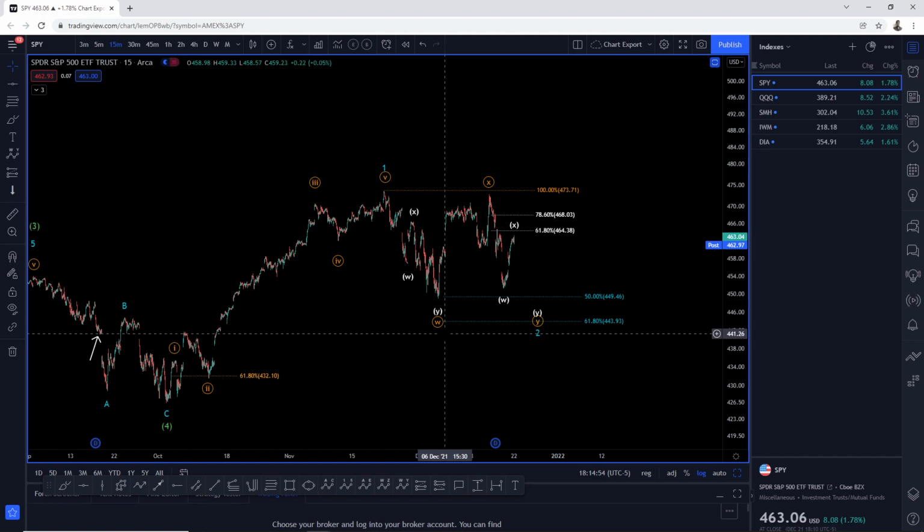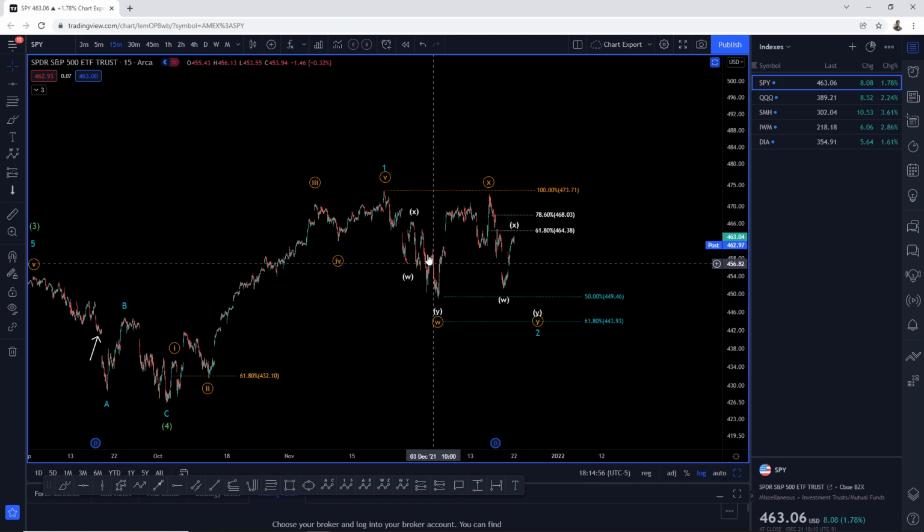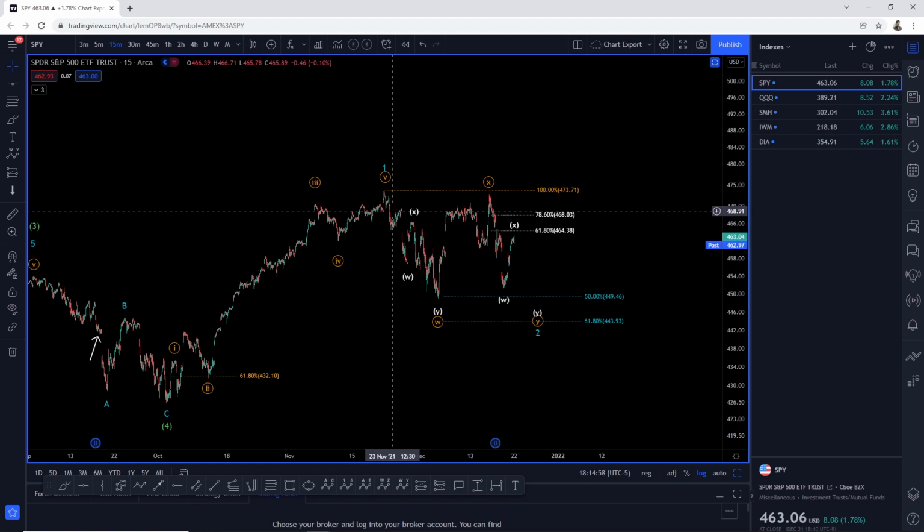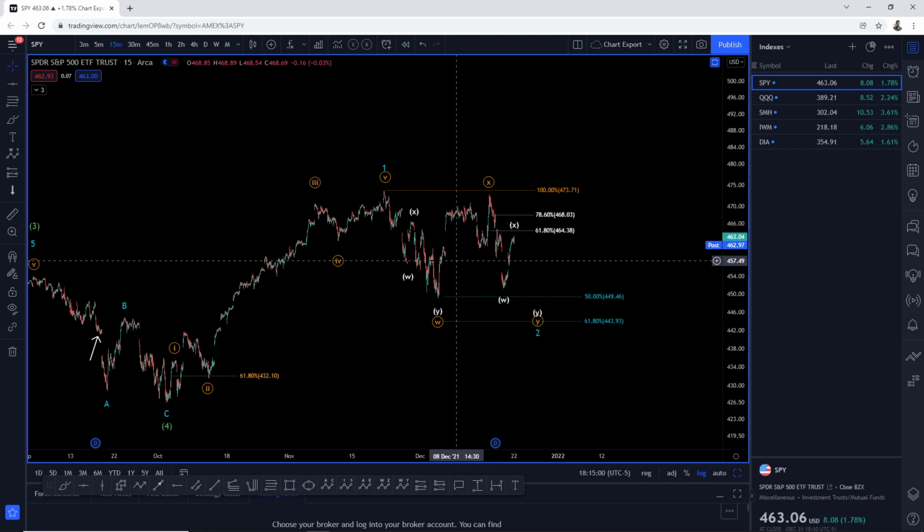So don't be quick to be shorting this market, as I mentioned to you guys previously, because all we're going to be met with is choppiness, and we don't want that. We want to preserve capital.